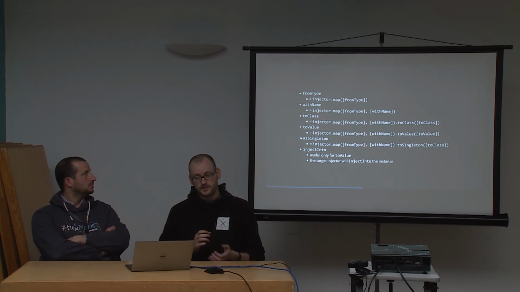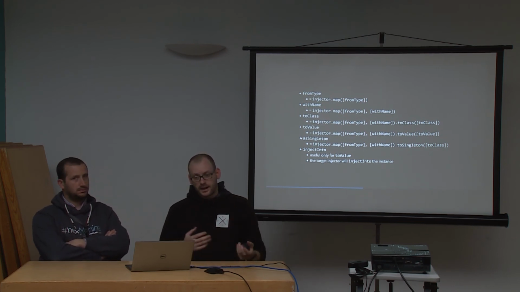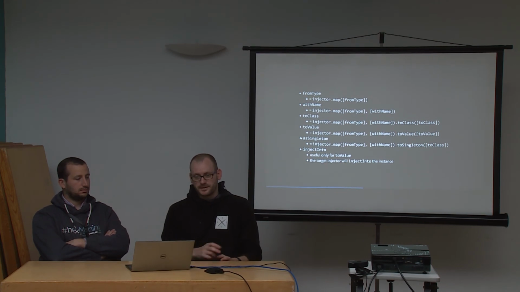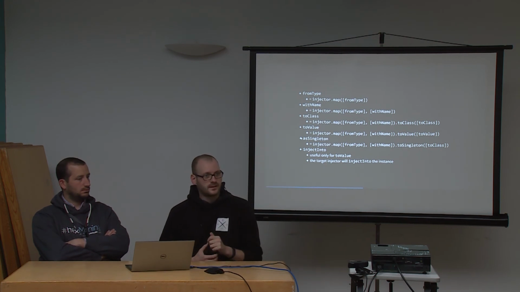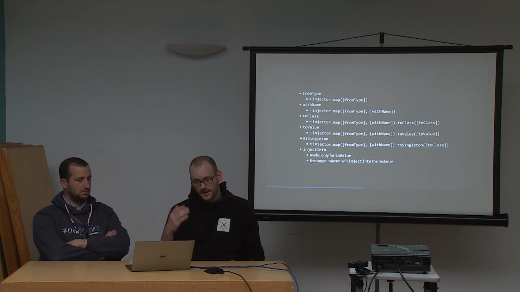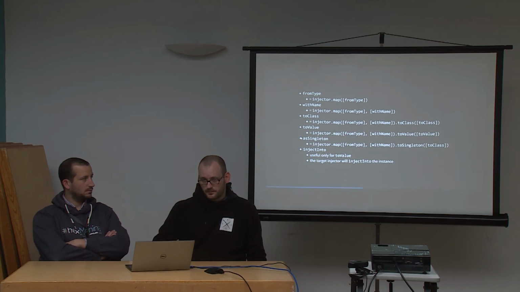So there is the from type. It's a string, and it is basically, if you do injector map, the from type. It has to be a string because, again, we don't have syntactic sugar for that yet, especially for the DSL. So you need to provide the fully qualified class name of what you want to map. With name is another property that just puts there a name, pretty straightforward. And then the to class, to value, they're using the same calls for the injector.